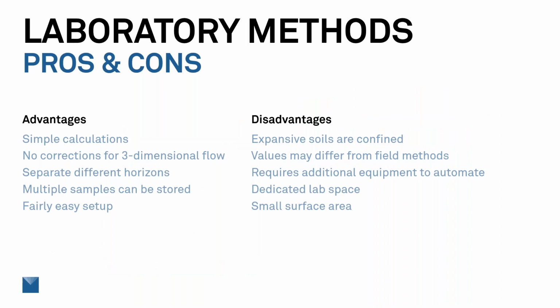So let's think about the pros and cons of the laboratory methods for measuring hydraulic conductivity. One of the main advantages of the laboratory approach is that the calculations are relatively simple. One of the main things that makes them simple is that we don't have to do a correction for three-dimensional flow, which is something you'll have to do with field methods, which we'll discuss shortly. What's really cool about lab methods is that it allows us to separate different horizons, or different components of the soil, and measure each component's ability. Whereas in the field, we're essentially just measuring the sum of the whole.